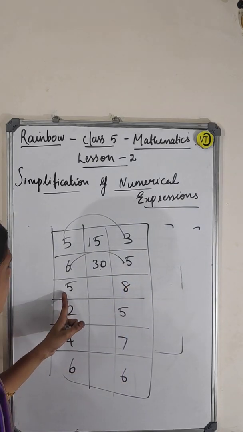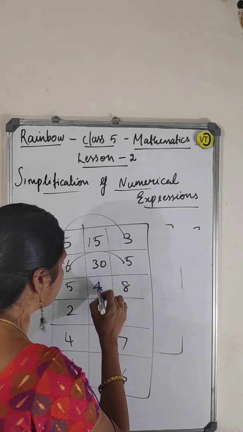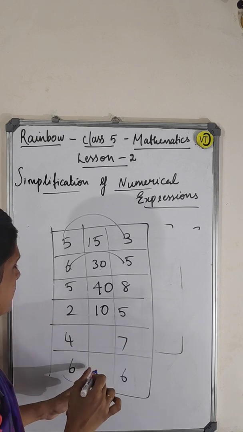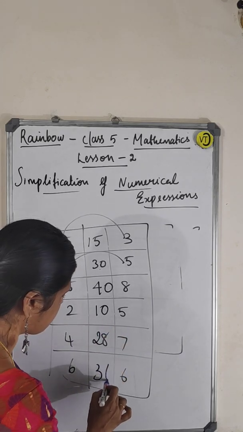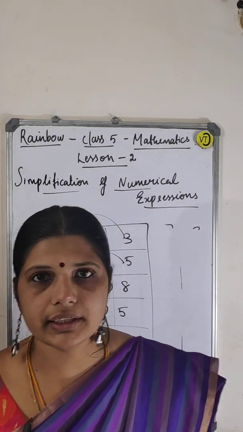So 5, first number is 5. Last number is 8. 5 into 8 is equal to 40. 2 into 5 is equal to 10. 4 into 7 is equal to 28. 6 into 6 is equal to 36. So I filled it. Okay. So you understand guys now.